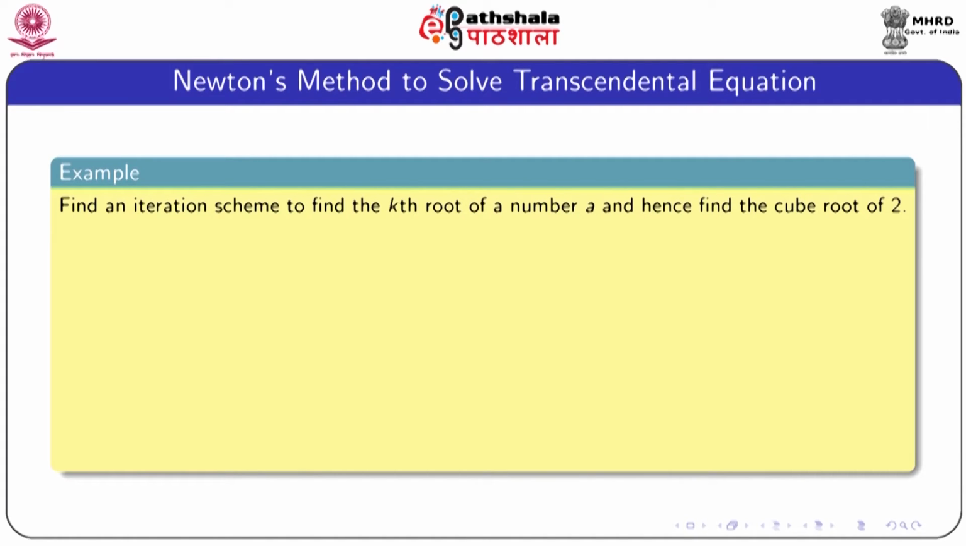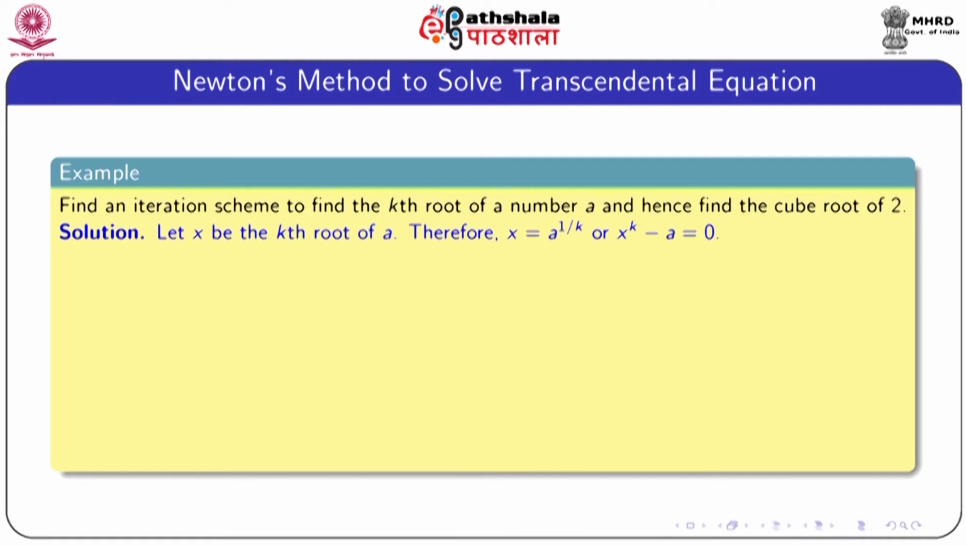Now we consider another type of example. The problem is to find an iteration scheme to find the kth root of a number a, where a is any real number or it may be a complex number, and hence find the cube root of 2.